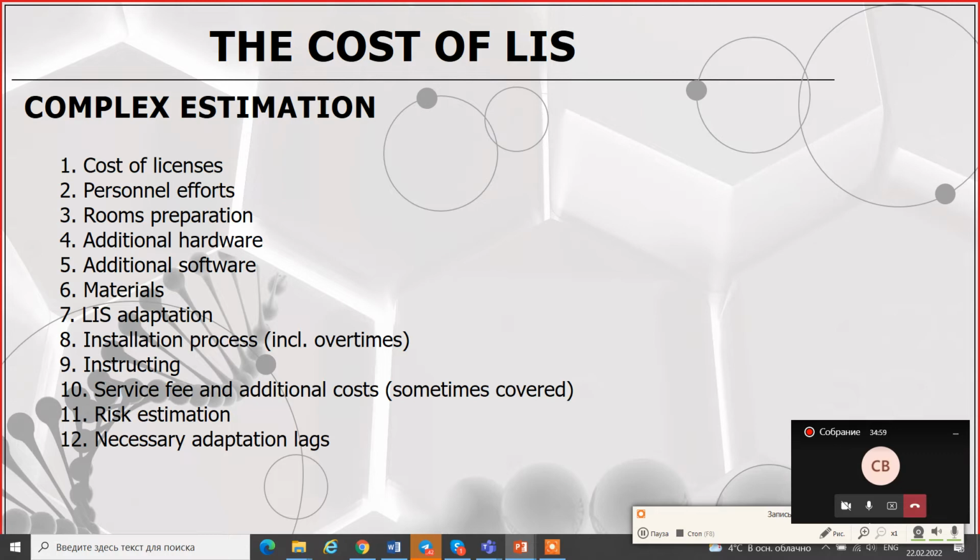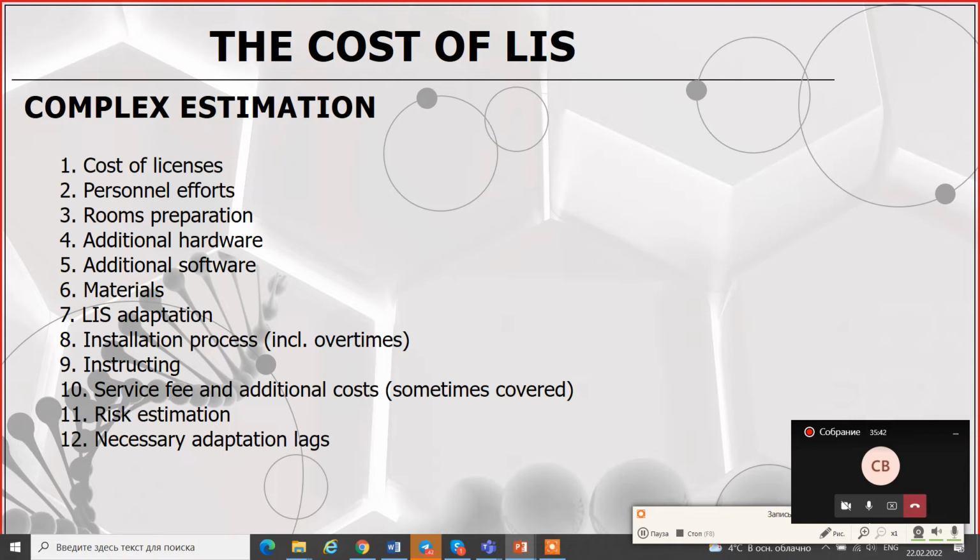So, the cost of LIS, and the cost of any IT solution, I must say. First of all, yes, of course, a license fee. There is a curious aspect. Some providers give you the license without term limitations. So they just give it to you, and until the solution exists, you can work with it. The personnel efforts, both yours and your contractors'. As you know pretty well, healthcare specialists as well as IT specialists are usually very well paid. And each day and usually each hour their work costs a lot.